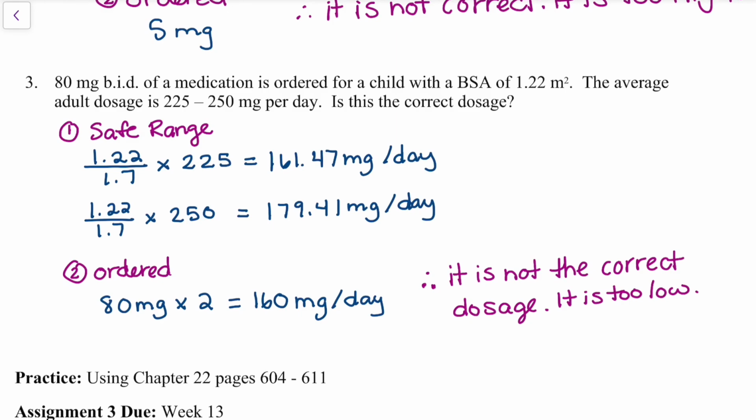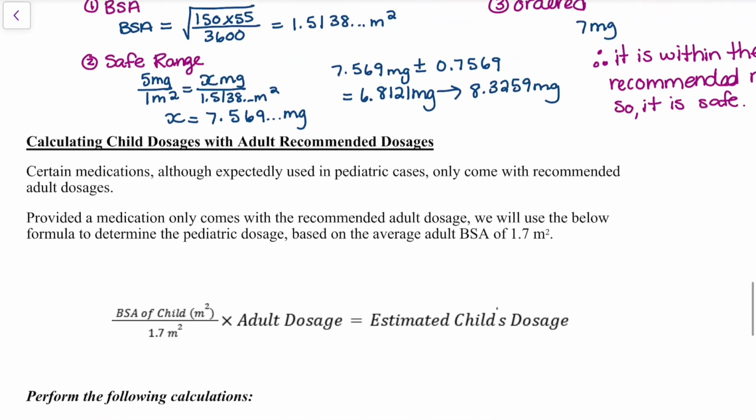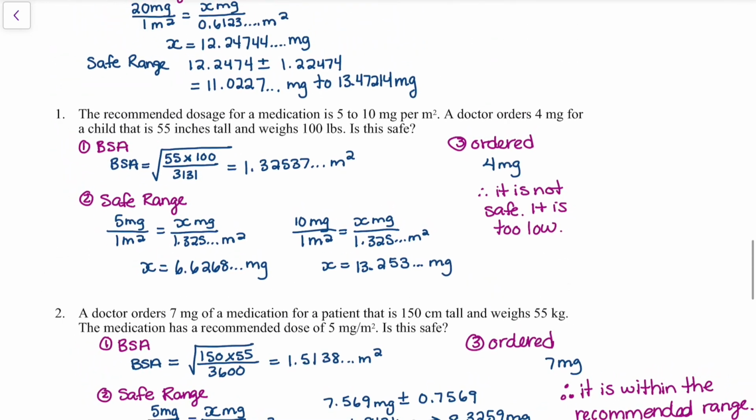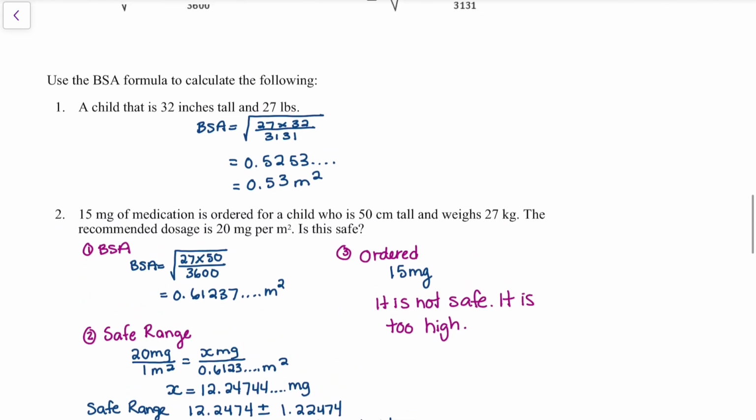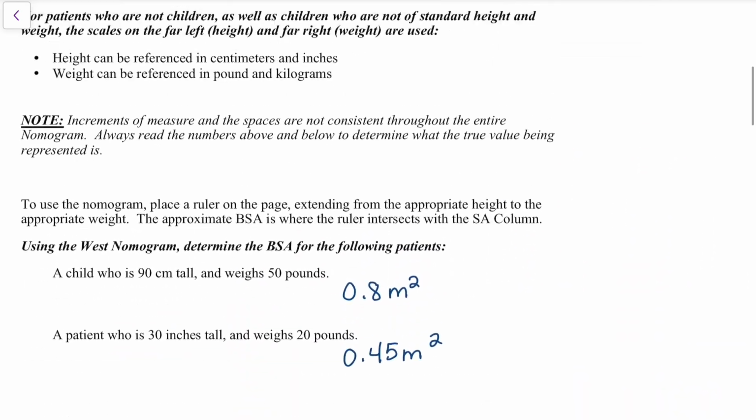Okay, so this is how you calculate the child dose when given an adult dose. We also talked about how to calculate dosages when using the body surface area formula, and then we looked at how to do it if you're using the West nomogram.